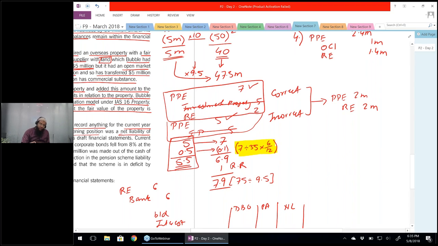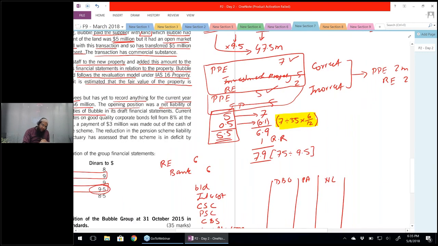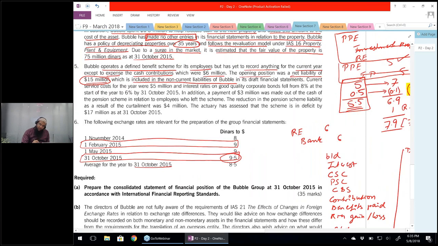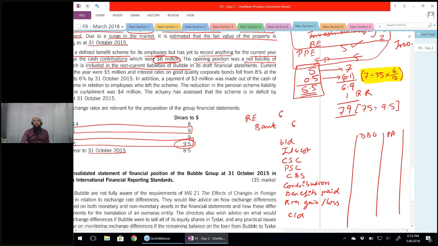Okay, so now let's get back to the question. The question had informed us that the net liability was 15 and the contribution was 6. So if I write it down, the net liability brought down was 15 and the amount of contribution was 6, which means a negative 6 in the net liability.